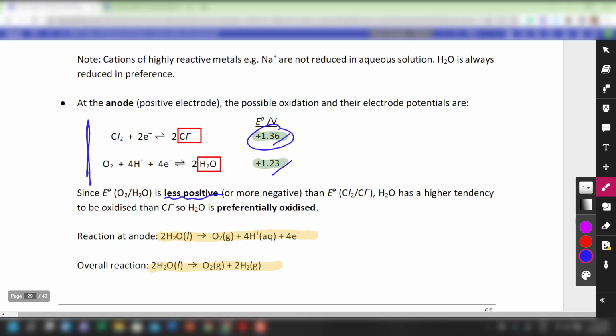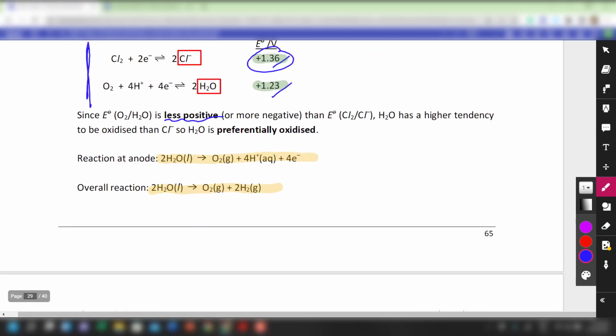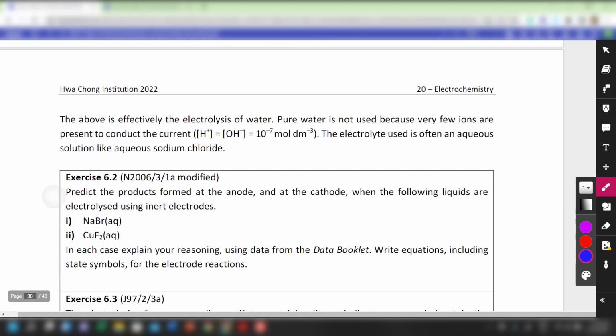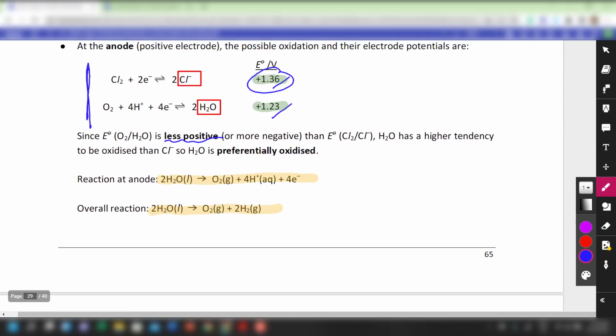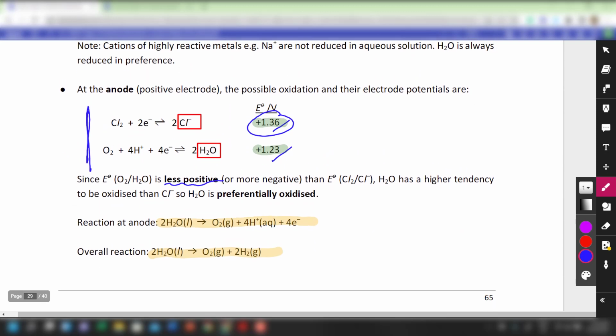I do believe all of you remember that in secondary school, you are aware that if we are using concentrated sodium chloride solution, or what we call brine, chloride will be preferentially oxidized at the anode. And that is exactly what I have mentioned earlier on, but I think I've jump started it. So maybe I can just discuss it over here.